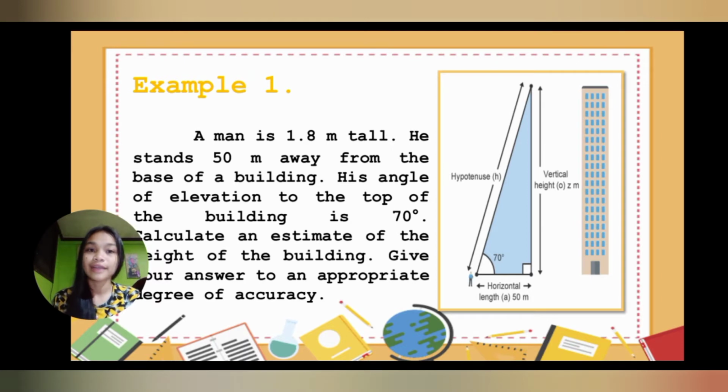Okay, let's have an example for getting the angle of elevation. A man is 1.8 meters tall. He stands 50 meters away from the base of a building. His angle of elevation to the top of the building is 70 degrees. Calculate the estimate of the height of the building. Give your answer to an appropriate degree of accuracy.